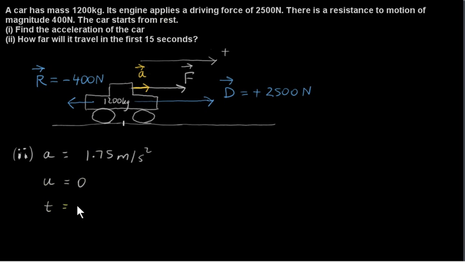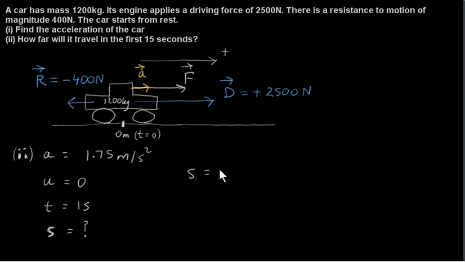And the car will be traveling for 15 seconds. So say this is the position of the car, 0 meters, and this is at time t equals 0. So we're interested in how far it will travel. S is used for distance. So we want to link up these quantities.